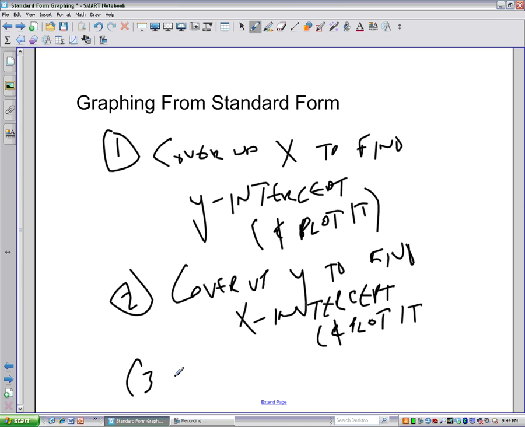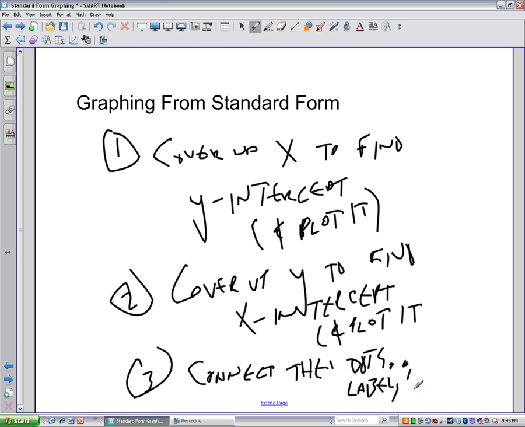And then step 3 is essentially connect the dots. Okay? And label, arrows, all that sort of thing that we like you to have to make it crisp. Well, that really looks like arrows, but we'll make it work. So 3 steps: cover up the x to find the y-intercept, cover up the y to find the x-intercept, and plot both of those 2 points, and then connect the dots. Then put your arrows on and label it and make it look like a line's supposed to look. Okay, positive slopes, negative slopes.